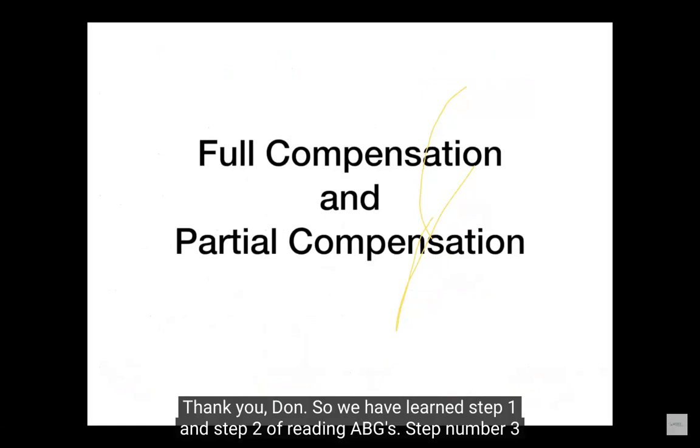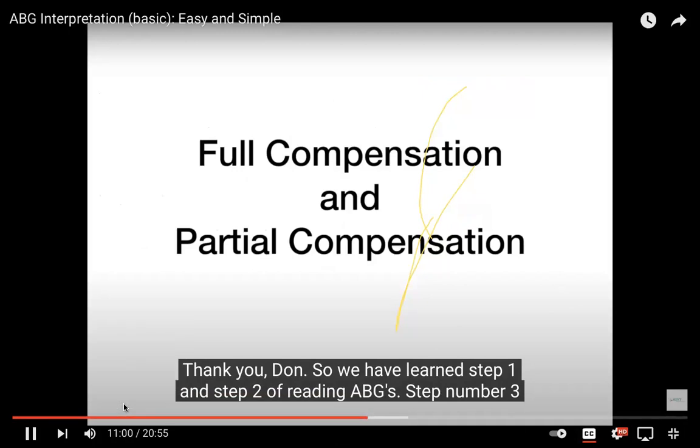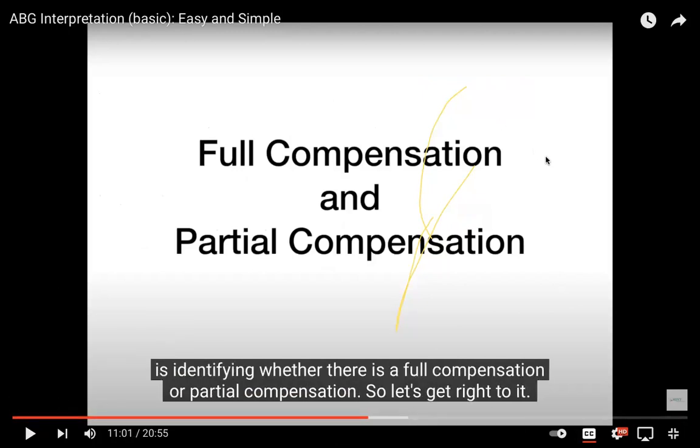Thank you, Don. So we have learned steps 1 and 2 of reading ABGs. Step number 3 is identifying compensation. It's getting beyond our scope, but I'm going to have this video available as well. Remember, if you have full or partial compensation, your pH is normal, and both your CO2 and bicarb will be abnormal.